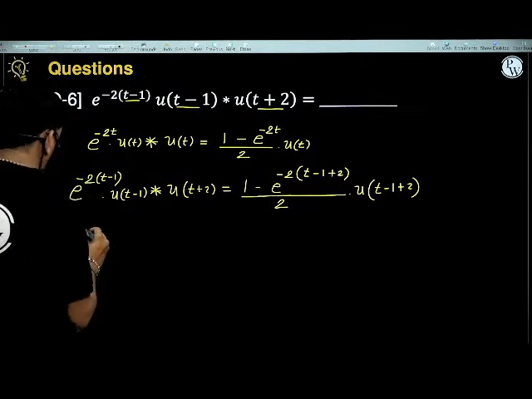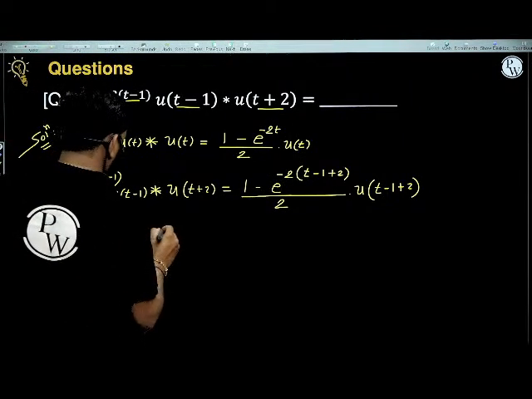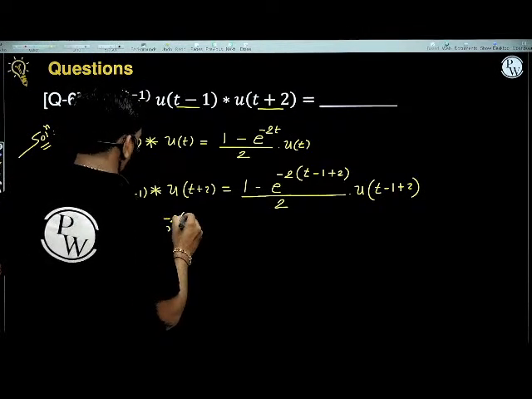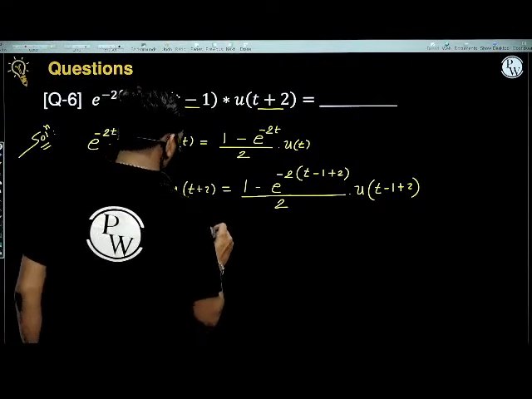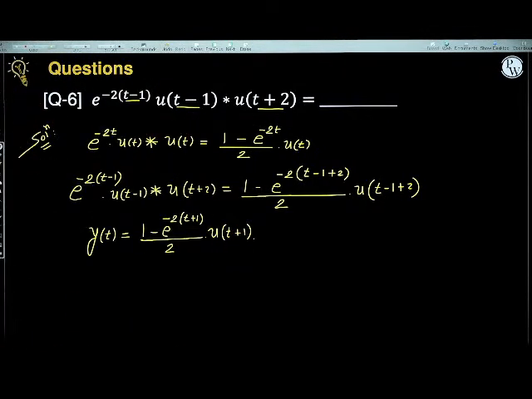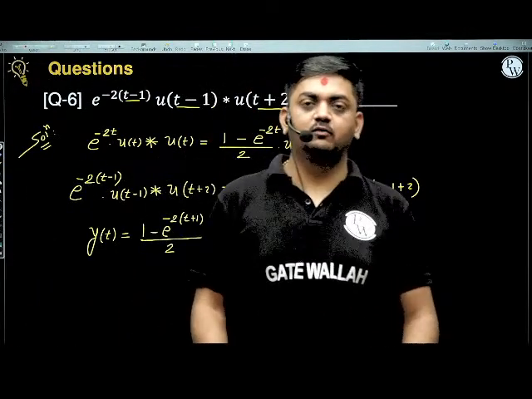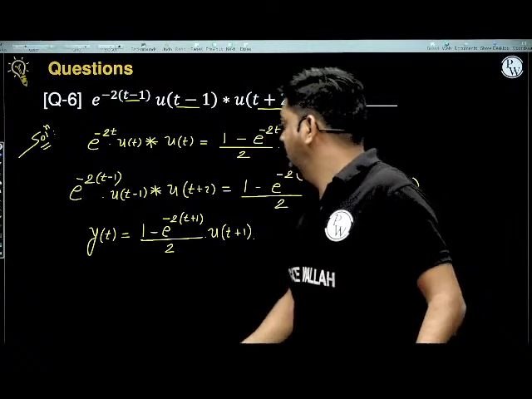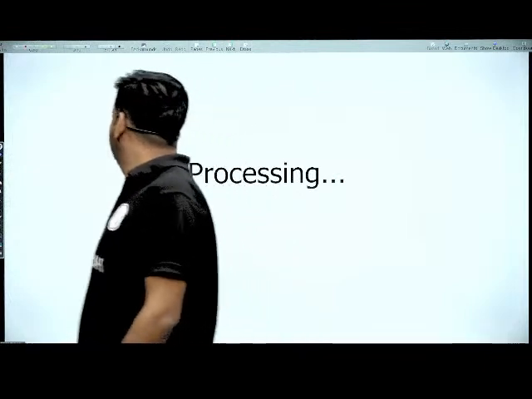So the final answer I can say y of t is equal to 1 minus e to the power minus 2 (t plus 1), whole divided by 2, into u of (t plus 1). Clear? So this is the final answer. In this way we can calculate the convolution between two signals. First of all, find the answer without shifting and then see how much overall shifting is present, correct? Now let us solve the next question.